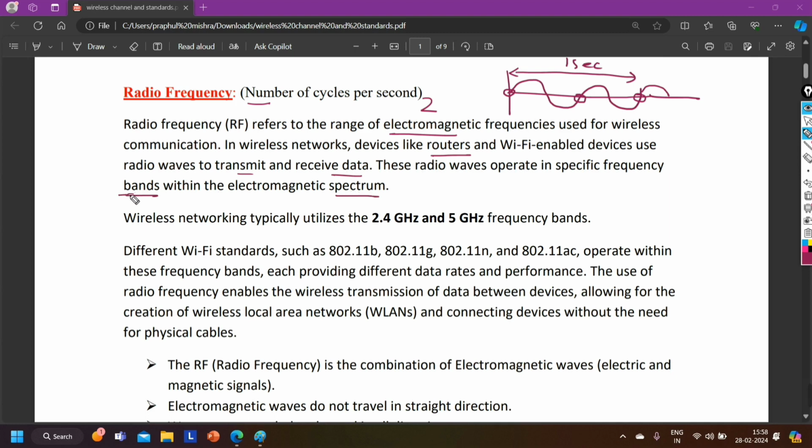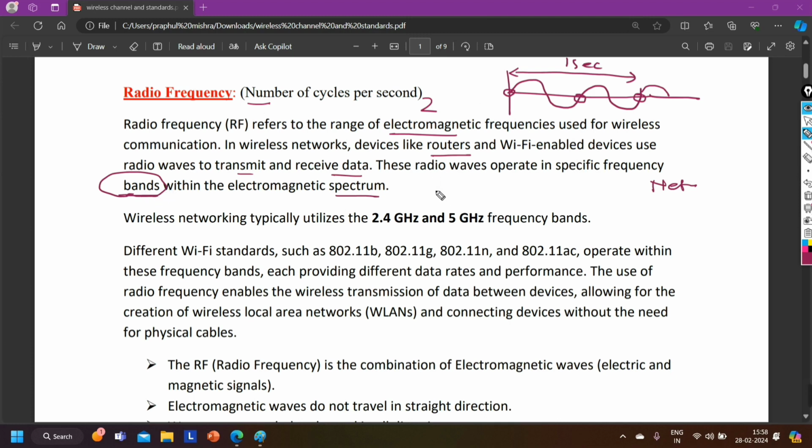Now if you are confused about bands, what is a band? Guys, the range of frequency is known as a band. Like a group of IP addresses is known as a network ID. A network ID represents lots of IP addresses, right? So a range of IP addresses is known as a network ID. In the same way, a range of frequencies is known as a band, right?